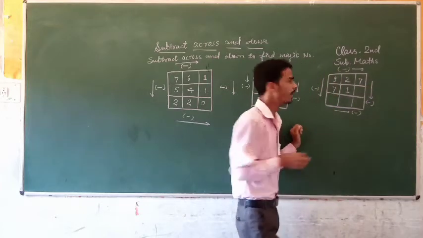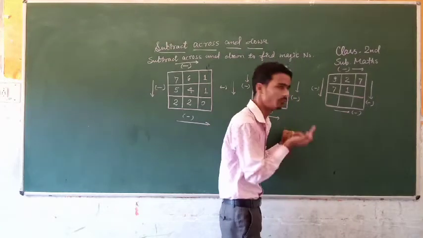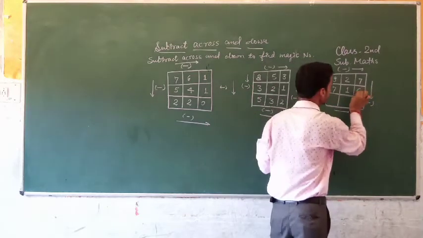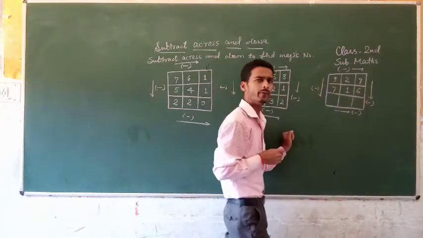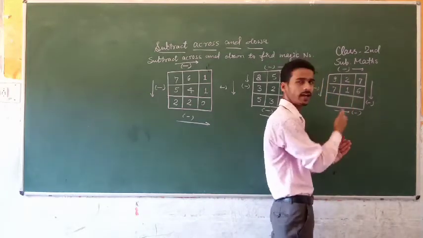It's okay. And here is 1 and here is 7. We will subtract 1 from 7. There will be 6. It's okay. And we have subtracted across.